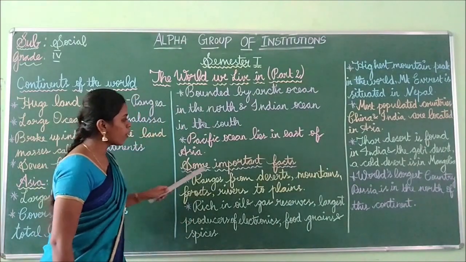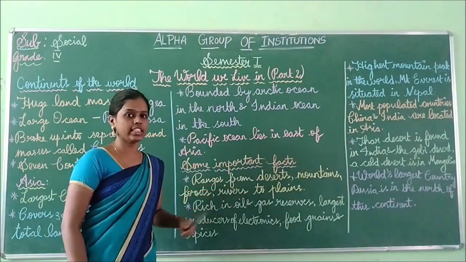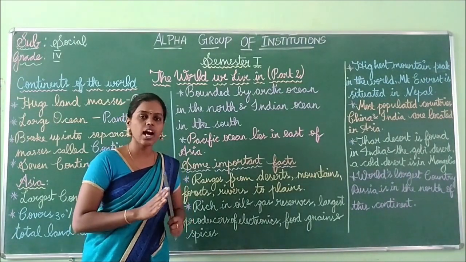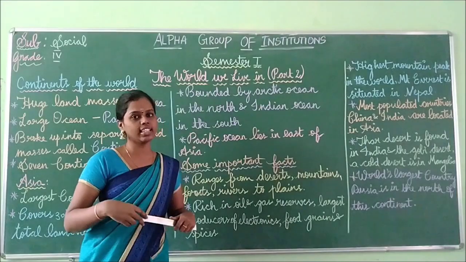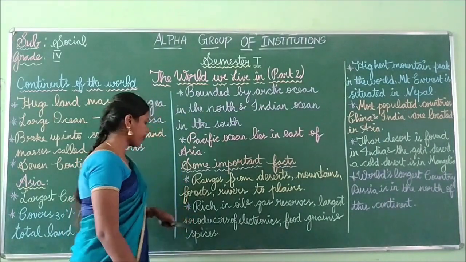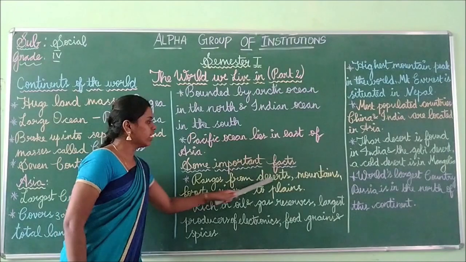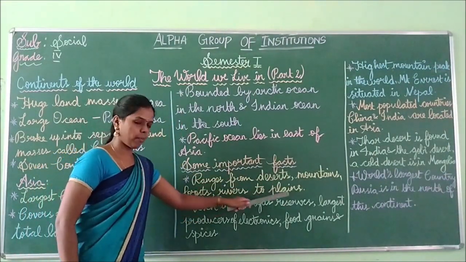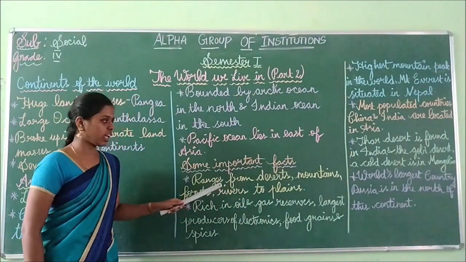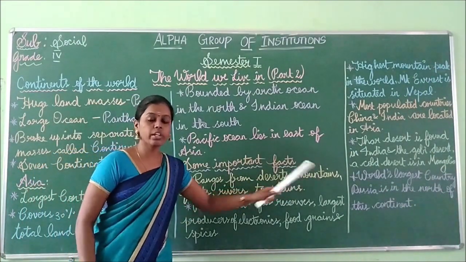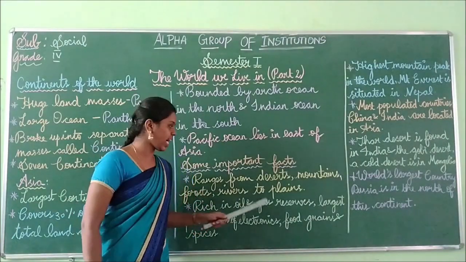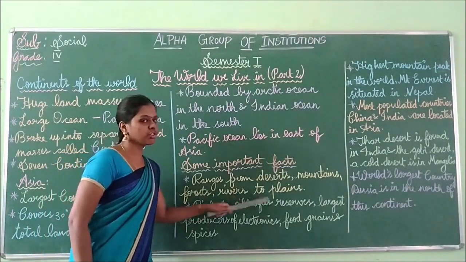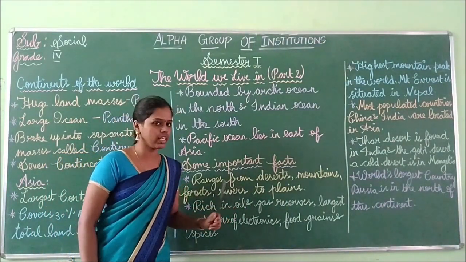Now we will see some of the important facts in Asia. So many interesting things are in Asia. What are all the interesting things in Asia, we are going to see now. Okay, it ranges from deserts, mountains, forests, rivers to plains. It does not have only desert or only mountain. It has all the places like deserts, mountains, forests, rivers and plains. So it has many places.